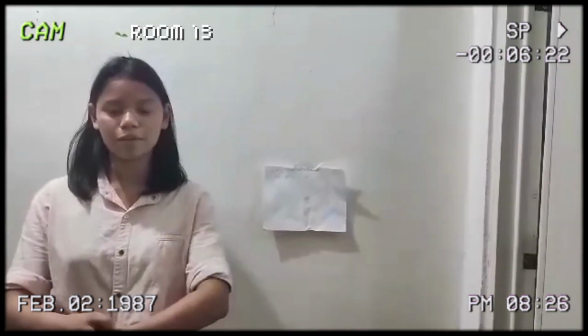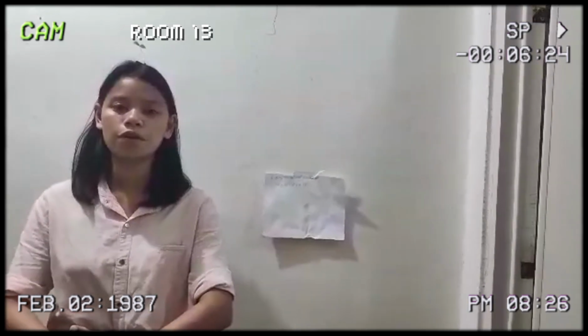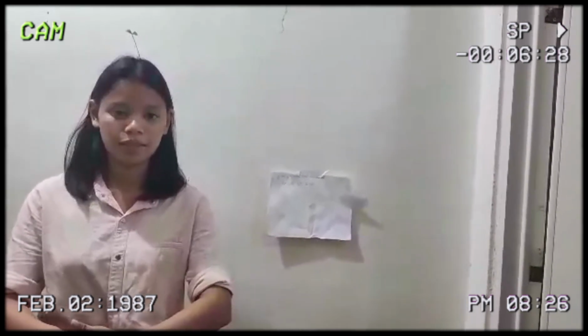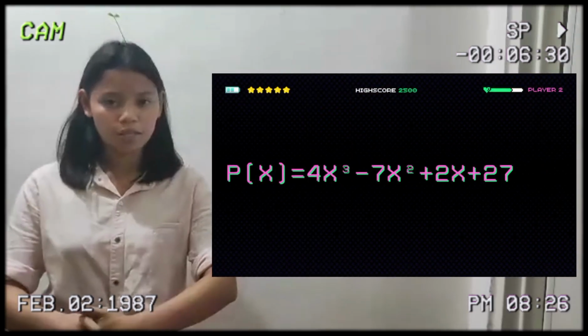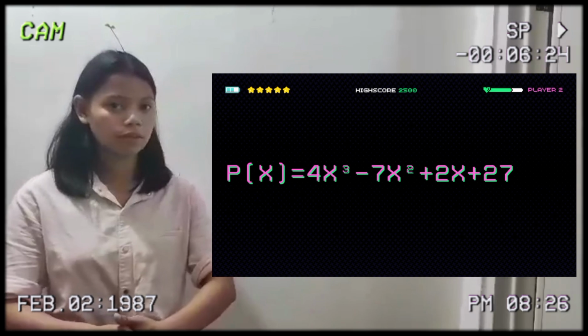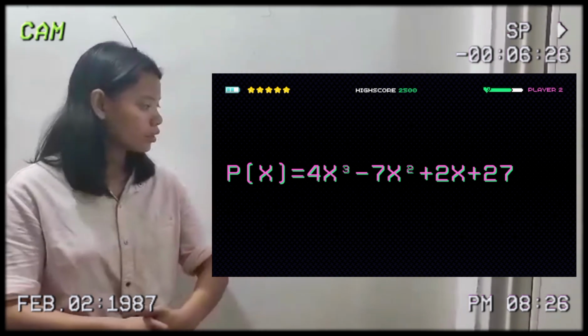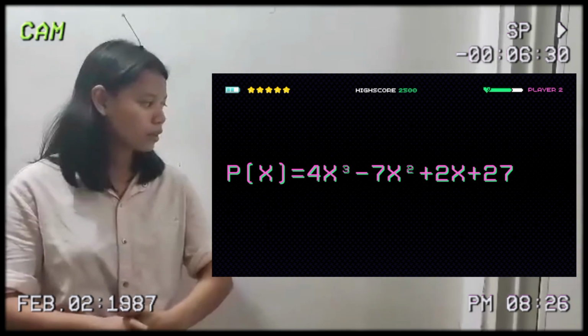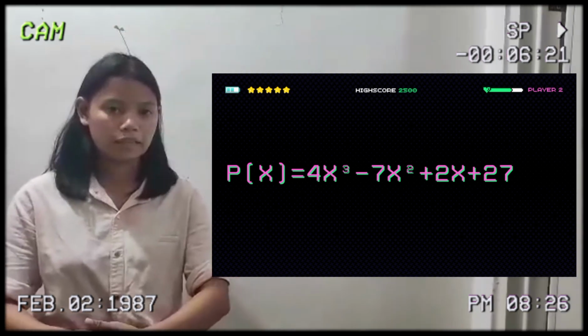Good day, sir. I am Federica Dos Quicadas from Group 4, and I'm here to answer the assigned number, which is number 13. So, the question is, if p of x cubed is equal to 4x raised to the power of 9 minus 7x raised to the power of 6 plus 2x cubed plus 27, find p of x.